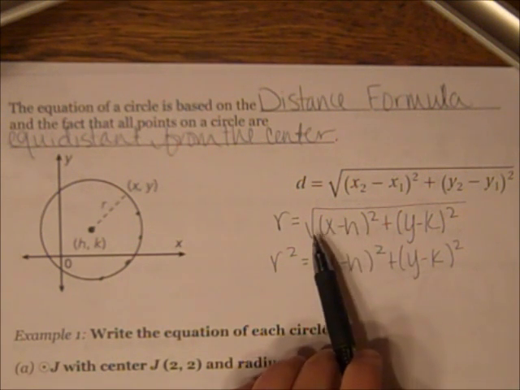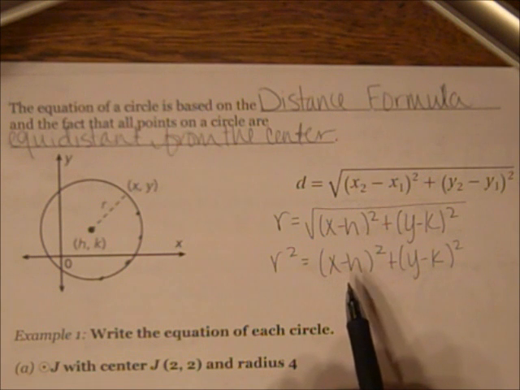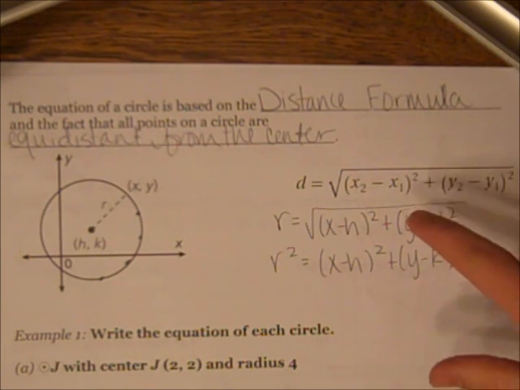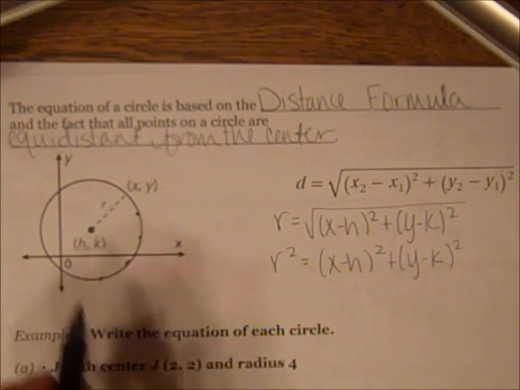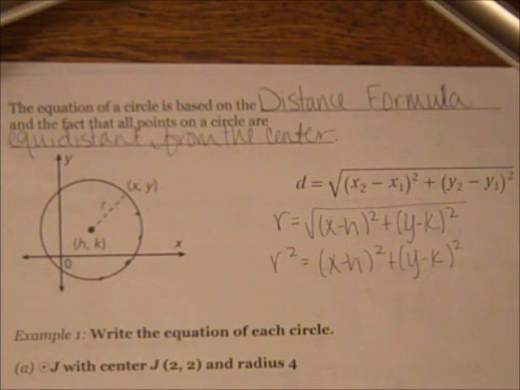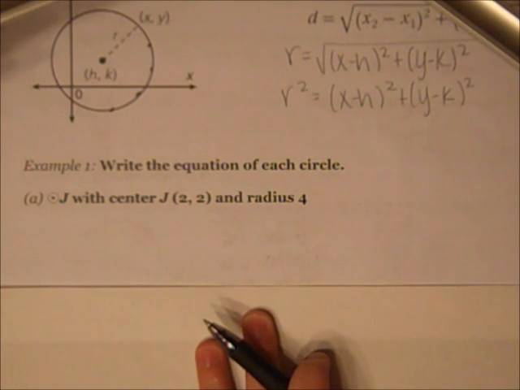All I'm going to do is square both sides to get rid of the square root because the square root looks scary. But basically it's the same formula. So you can see that the formula for the equation of a circle is exactly based on the distance formula. All I did is instead of X1 and Y1, I substituted H and K for the center. So the only two things you need to find the equation of a circle are where's the center and where's the radius. Once you have that, it's just a super simple game of plugging in.